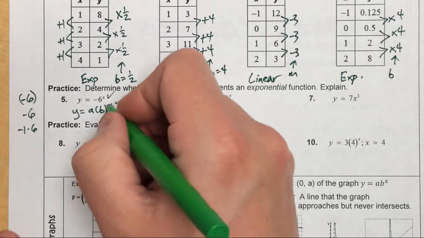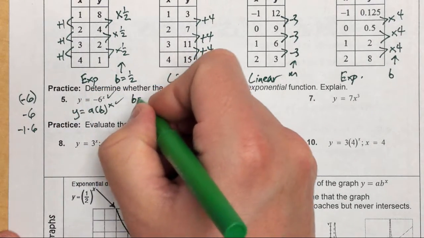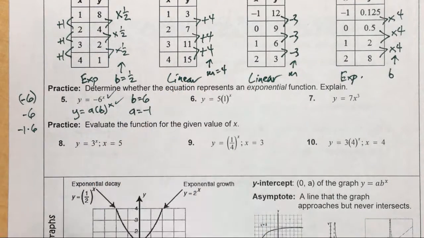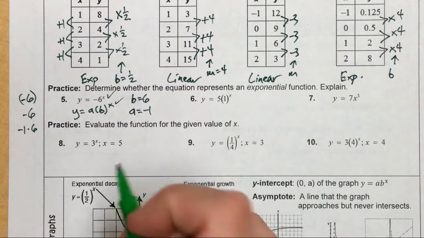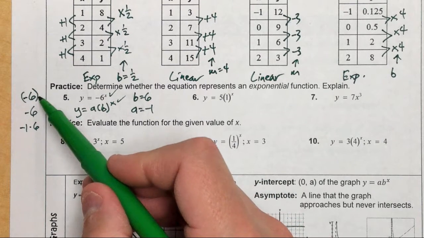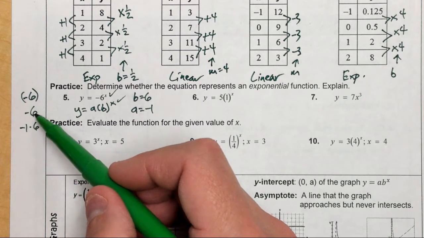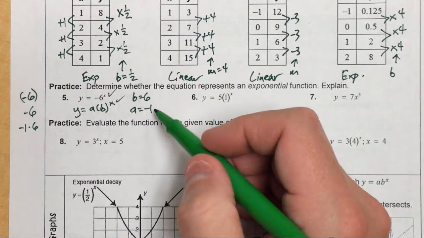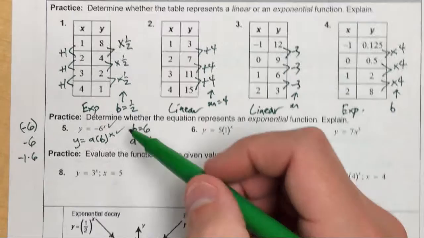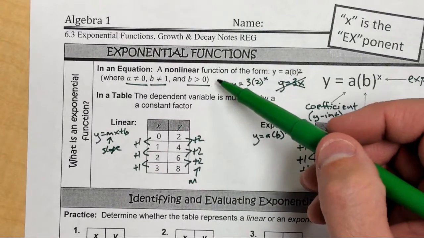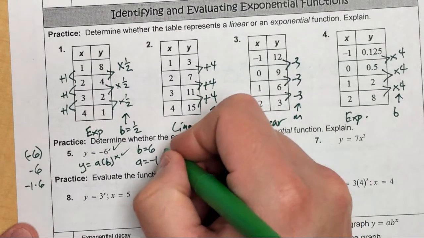So in reality, my b is a 6 in this case, and my a is a negative 1. And so I know it's a little tricky here, but again, since there aren't parentheses, this negative is not grouped with a 6, so this is actually a negative 1 times 6. So my a is my negative 1, my b is a 6, and I have an exponent that is an x, and that follows all these different properties of an exponential function. So this is actually an exponential function.